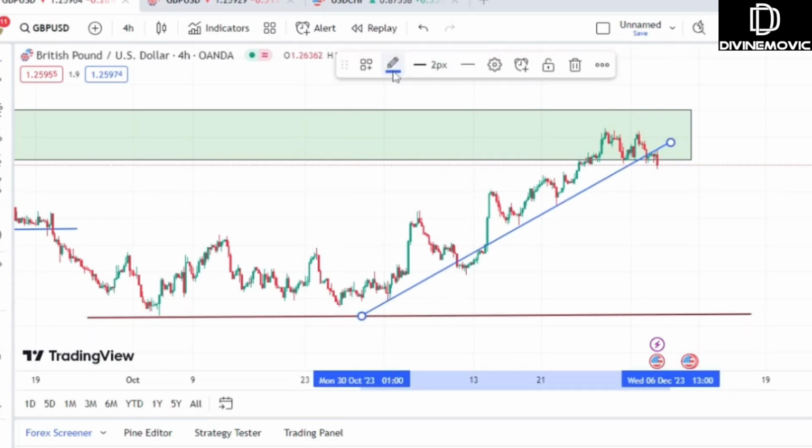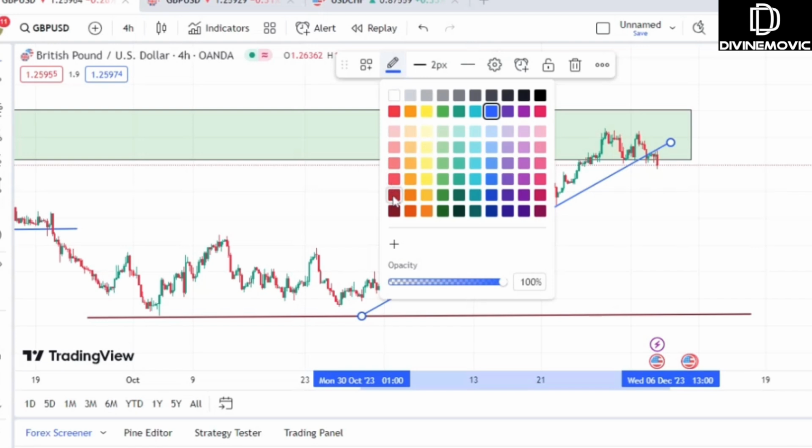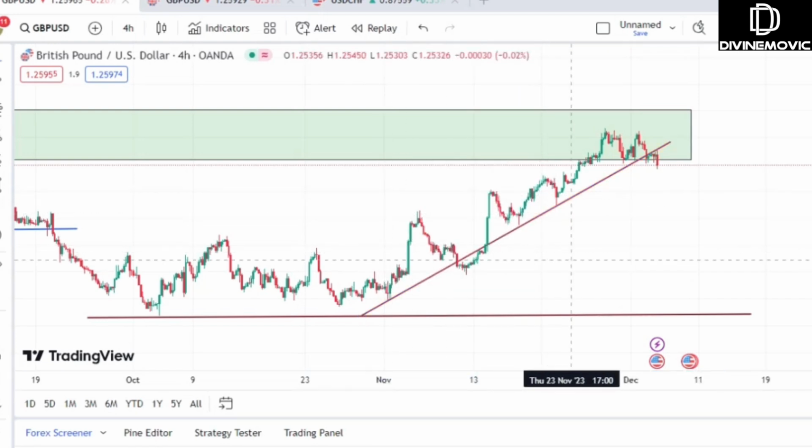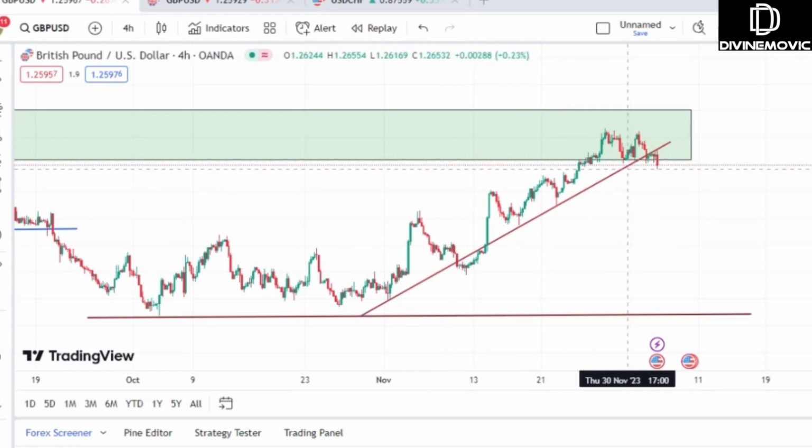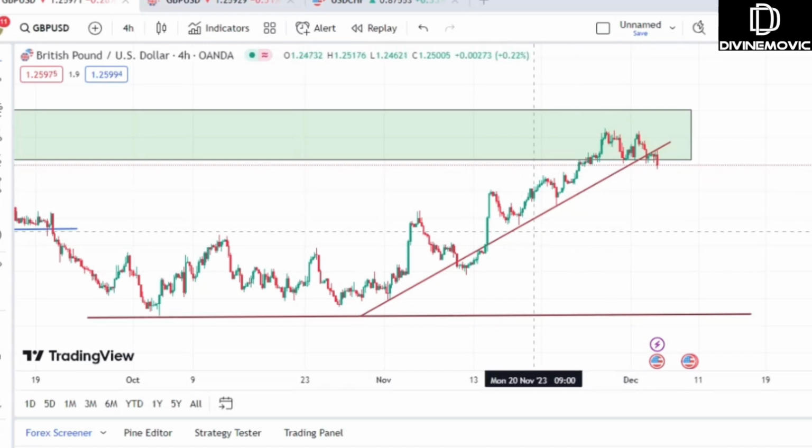I like seeing the color in brown. So now if we see very well, what you can see here is price is in an uptrend, and price is creating higher highs and higher lows.